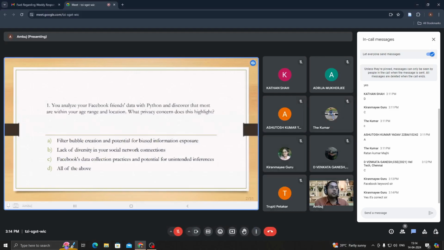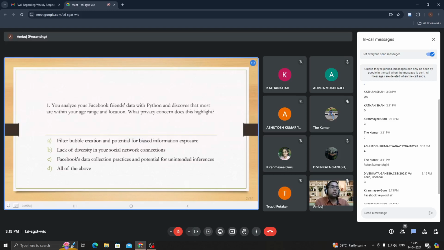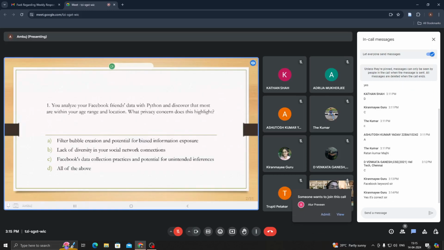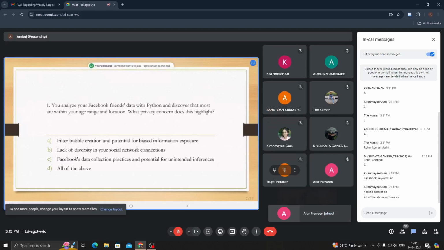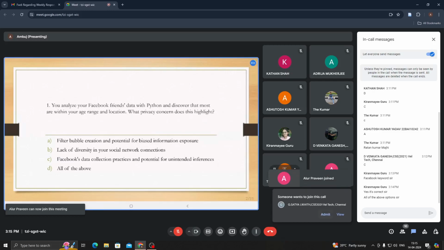Yes, it's correct, sir. Okay. If it is correct, then what would be the correct option? Filter bubble creation as well as lack of diversity. If you think they are correct, then what would be the correct option according to you? You can always change your opinions. If you think something else, then you can change your opinion. All of the above options, sir.